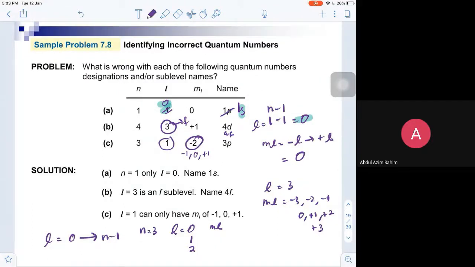Is the name of the orbital 3p? Yes, it is 3p. Why is it 3p? 3 is the n, and p because L equals 1. Yes, correct. Thank you.